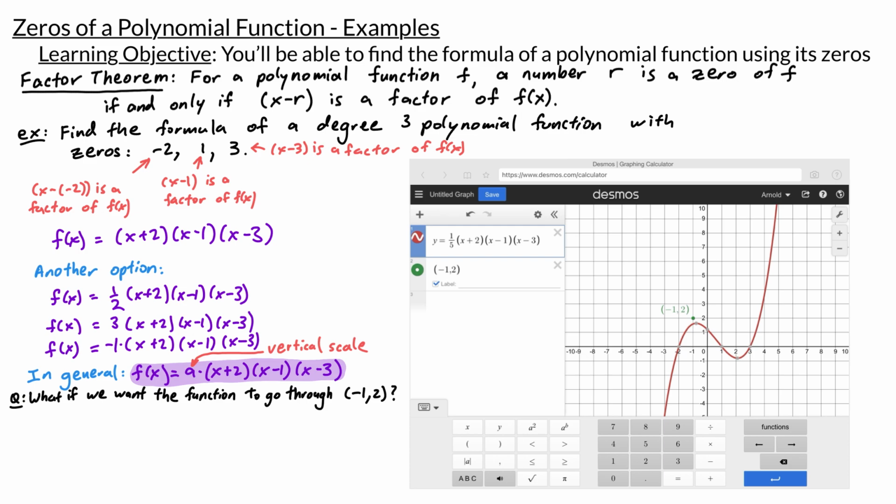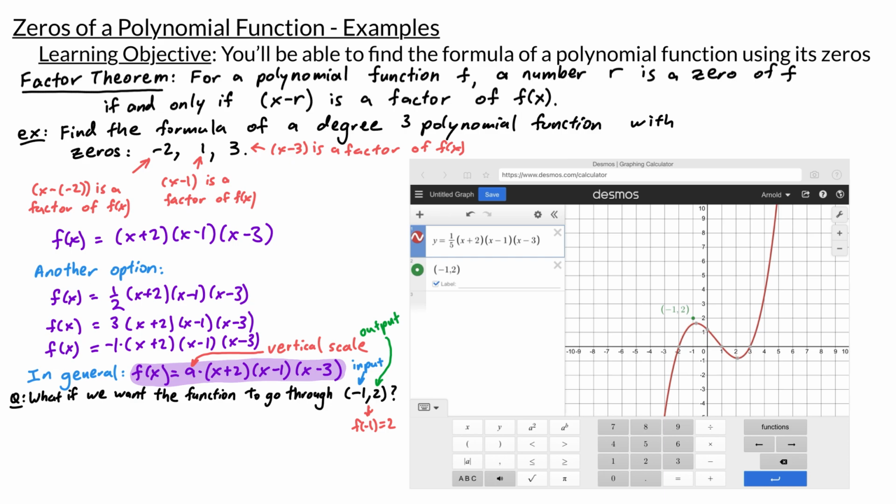Now, it would be inefficient to just randomly try different numbers for our vertical scale and hope to find a function that goes through that point. Instead, what we're going to do is solve for that vertical scale directly. Remember that for a point to be on the graph of a function, the x-coordinate is the input to the function and the y-coordinate is the output. So if our function goes through the point -1, 2, this means that f of -1 equals 2. When I input -1 into our function, the output is 2.